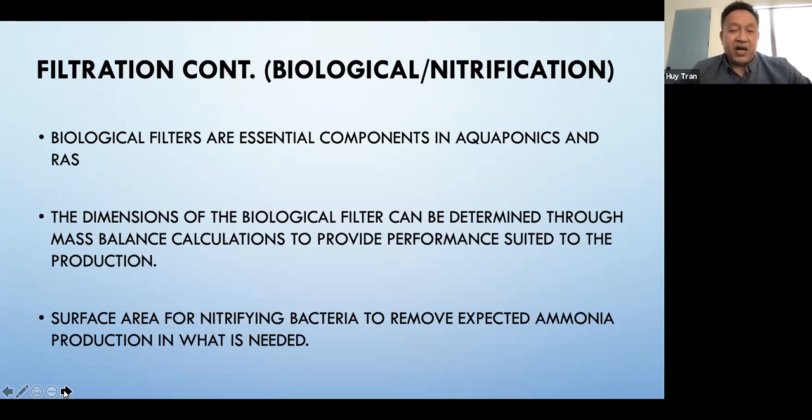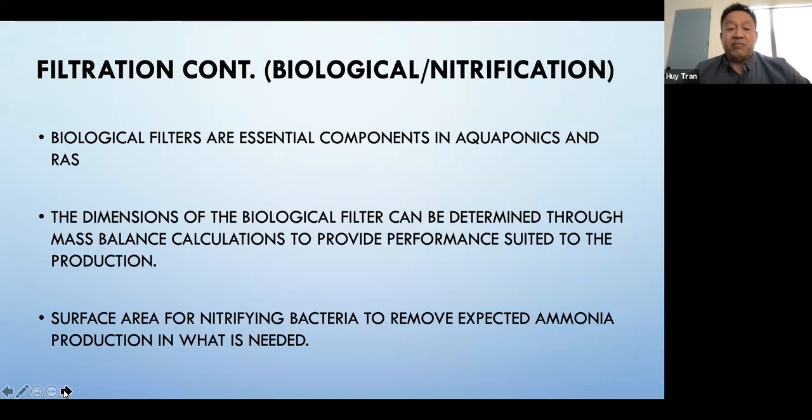The next filtration we're talking about is biological filtration, or nitrifying filters. The biological filters are a central component of RAS and aquaponics. Anything to do with living organisms, we need to treat that nitrification cycle, right? So the dimensions of a biological filter can be determined through mass balance calculation. Based on the volume or the weight of feed that you put in, you know how much ammonia you'll be producing. And then we can calculate the actual size of biological filter we need. It's all based on surface area. The bacteria need a certain amount of surface area to grow on, and you need a certain amount of bacteria to treat a particular volume of ammonia.